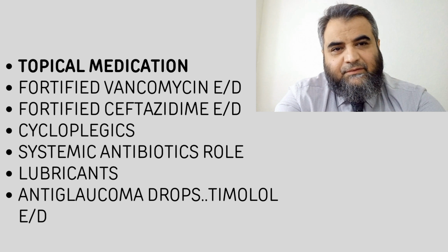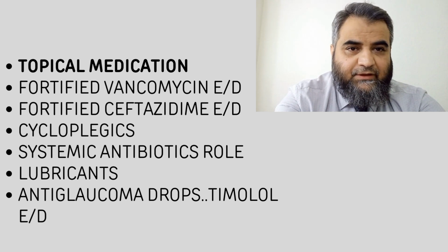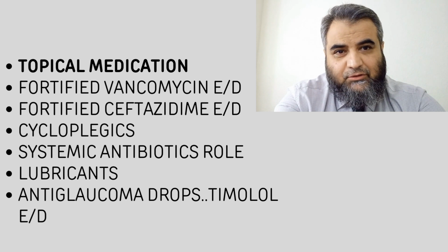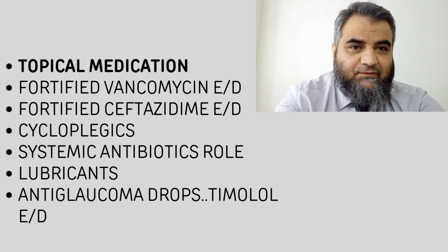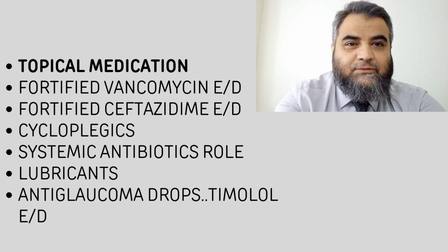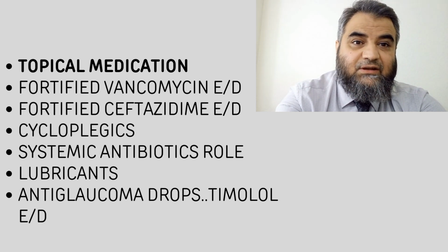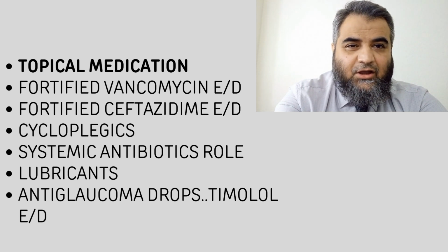So there are different types of fortified eye drops which can be started. For example, we can use fortified cefazolin, fortified vancomycin, ceftazidime. Any two of them can be started, properly covering gram positive and gram negative, until our proper report comes. Usually the report takes us 48 hours, sometimes even 72 hours. But gram staining also gives us an idea about what to start.